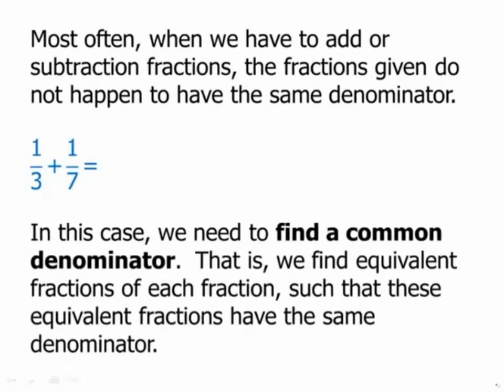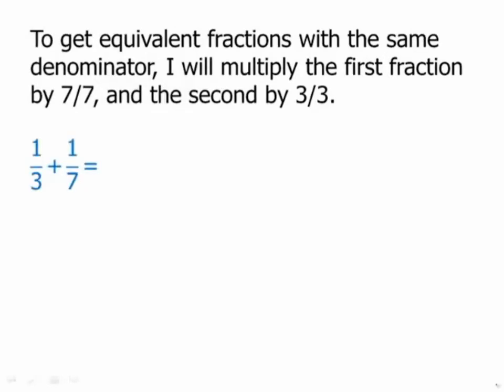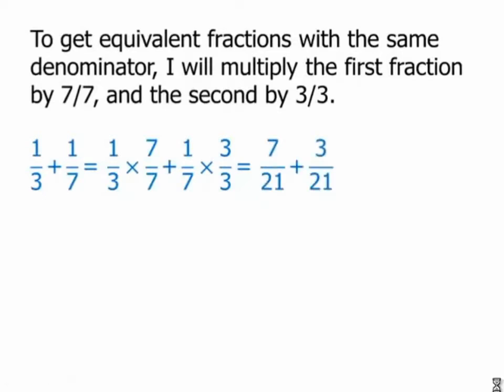In this case, we need to find a common denominator. That is, we need to find equivalent fractions of each fraction such that these equivalent fractions have the same denominator. To get equivalent fractions with the same denominator, I will multiply the first fraction by 7/7 and the second fraction by 3/3. Of course, in each case I'm multiplying by 1, so I don't really change the value.